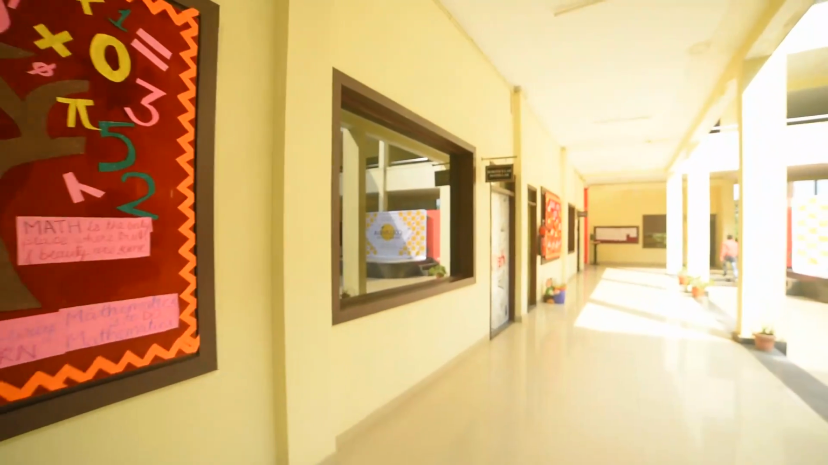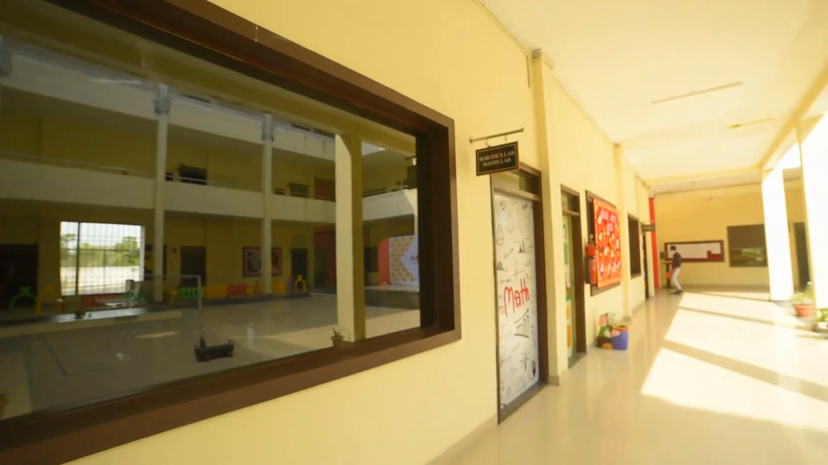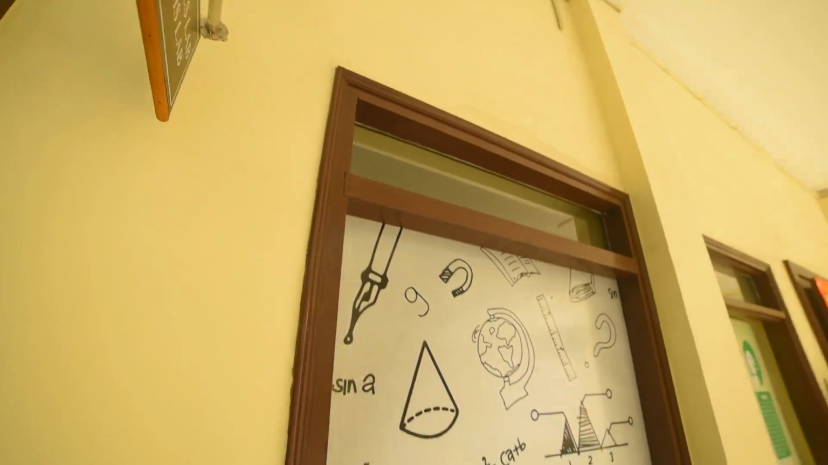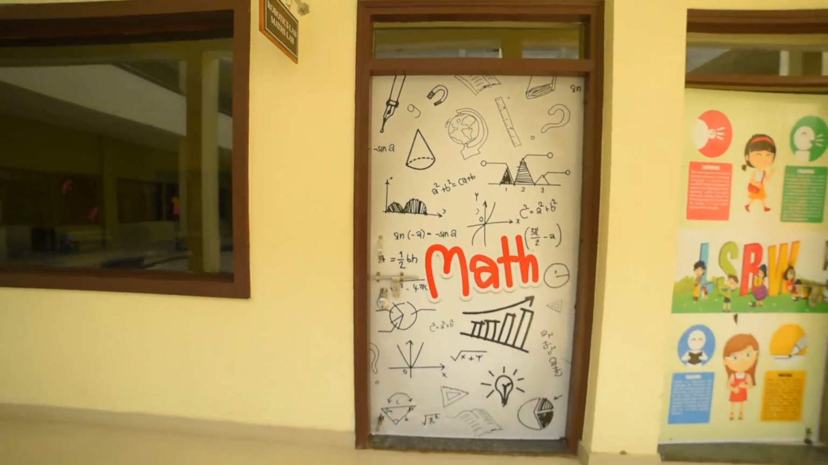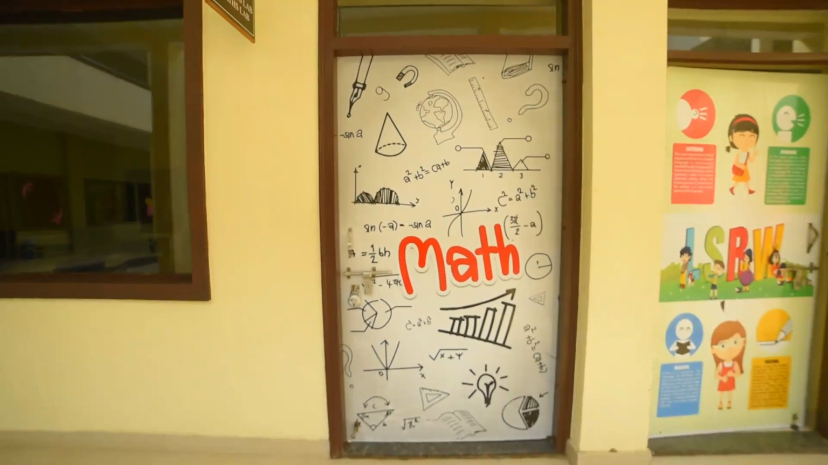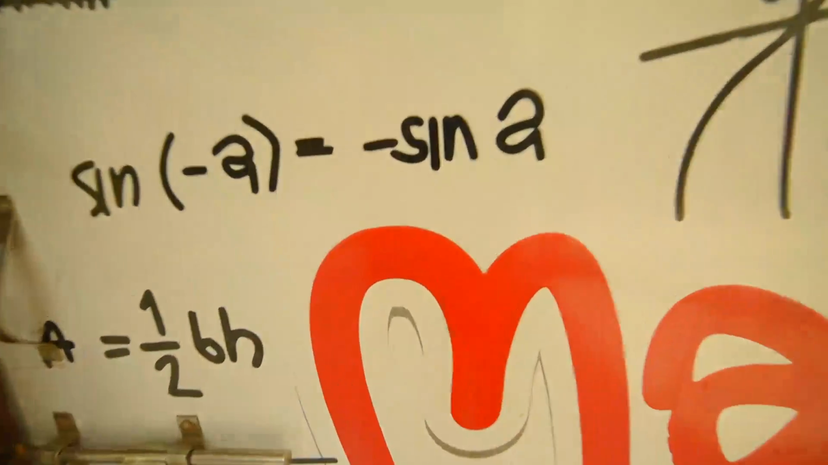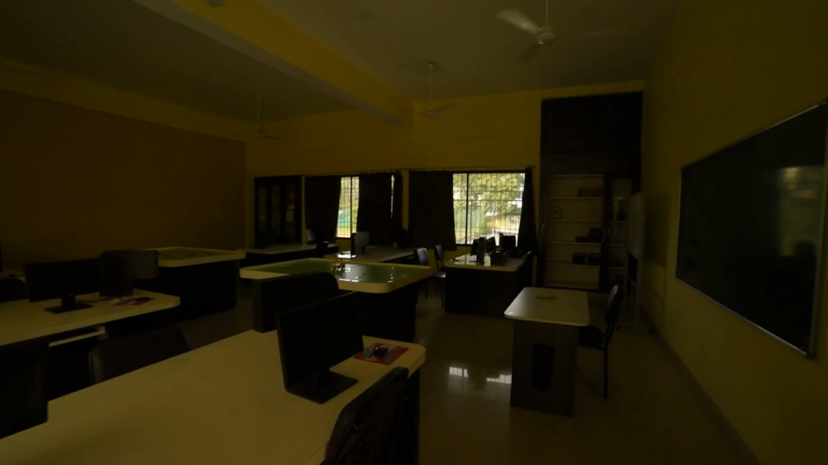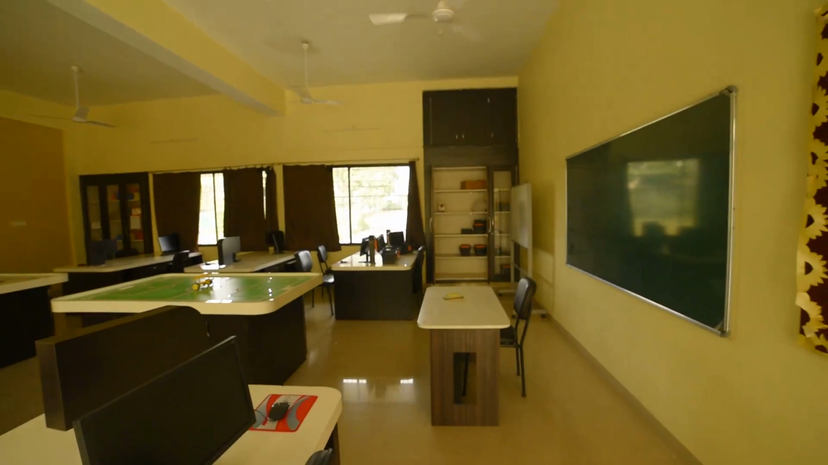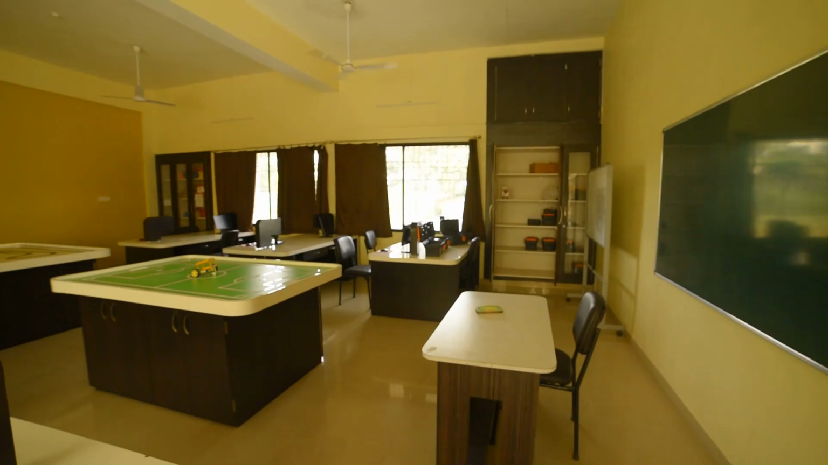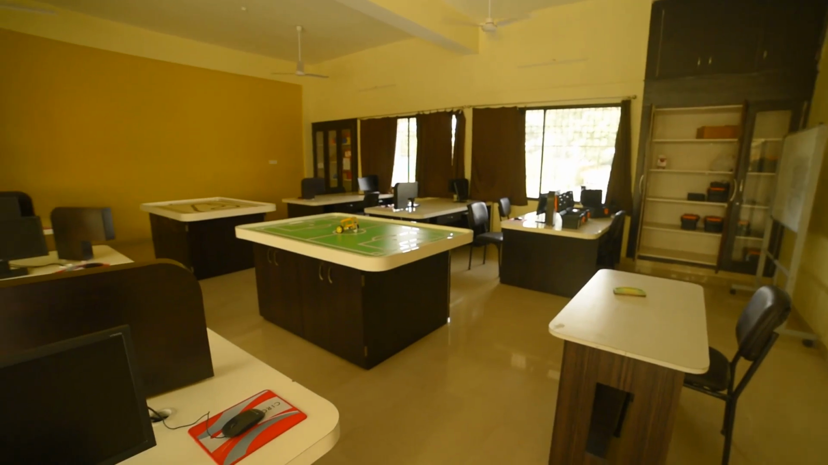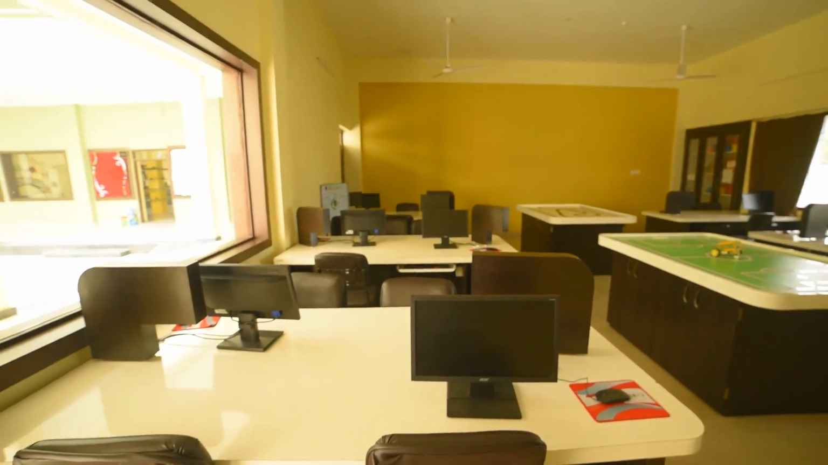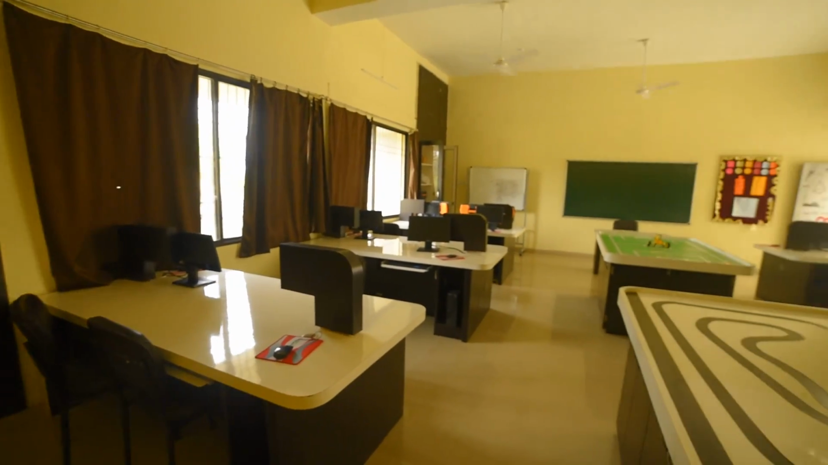We are heading towards now the Maths and Robotics Lab. We encourage our children to do each and every concept practically so that they'll get a better understanding of each and every concept. The dimensions of maths lab is 30 by 25, that is 750 square feet. Here we have 12 computers installed for the programming as well as maths. The programming starts from grade 6.